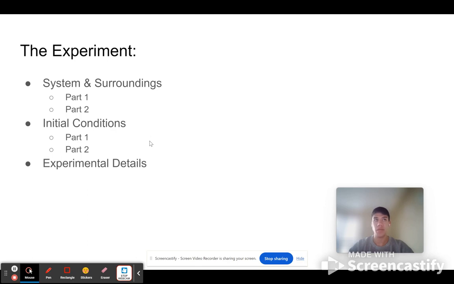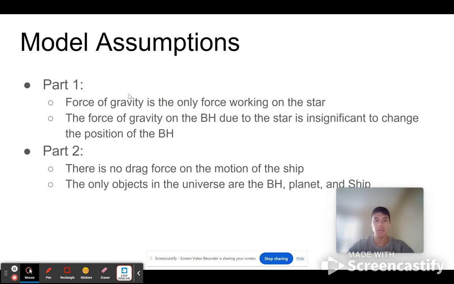So the experimental details: basically, in the first experiment, we just watched the orbit of a star, and in the second, we had to use trial and error to find the correct velocity for our ship to escape the black hole. So some model assumptions for part one: the force of gravity is the only thing working on the star, and the force of gravity on the black hole due to the star is insignificant, too small to change the position of the black hole.